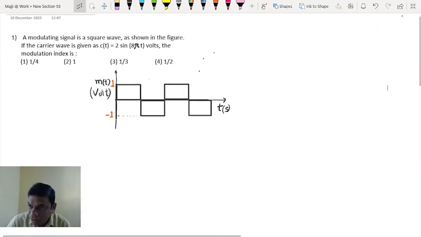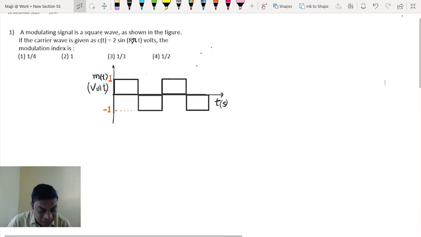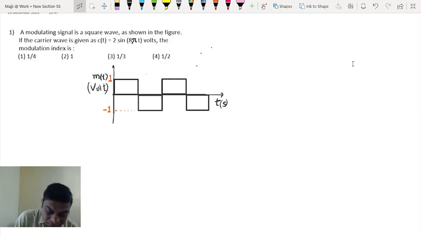So the first question is: a modulating signal is a square wave as shown in the figure. If the carrier wave is given as this much, then the modulation index is. See students, this question is of course extremely simple. It is just based on the basic concept.